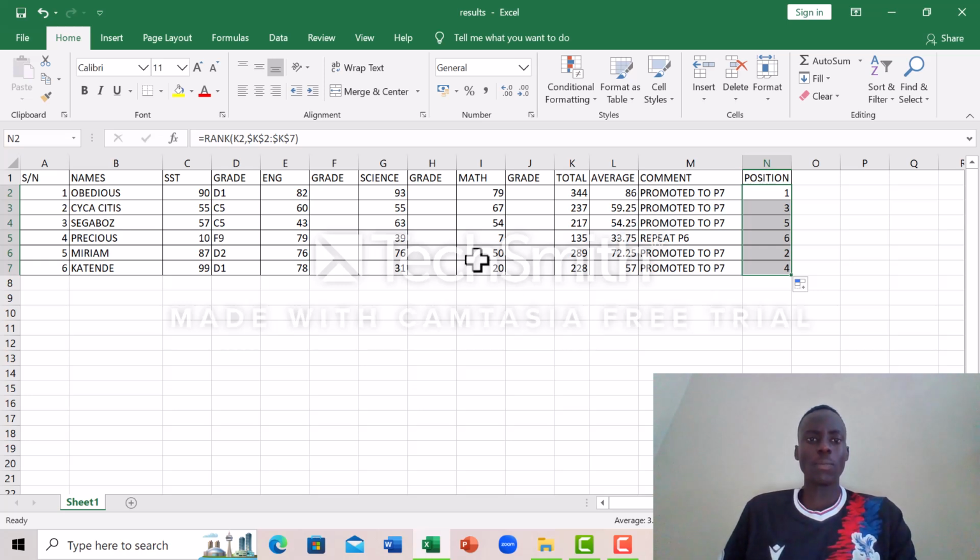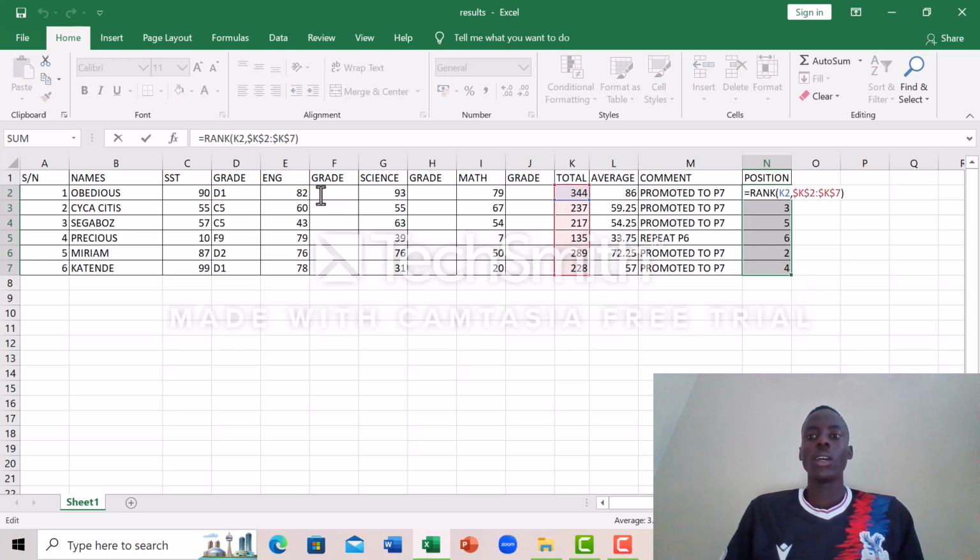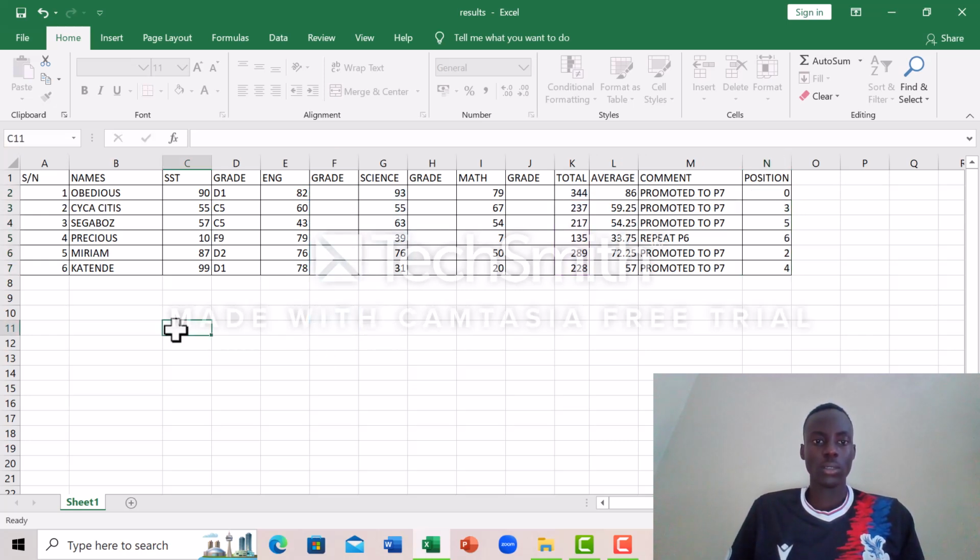Now, the most difficult part in this spreadsheet is mainly to grade. Grading someone takes a lot of time, but I will show you one and the rest will be as an assignment. So, if we want to grade, remember that this is an if function.